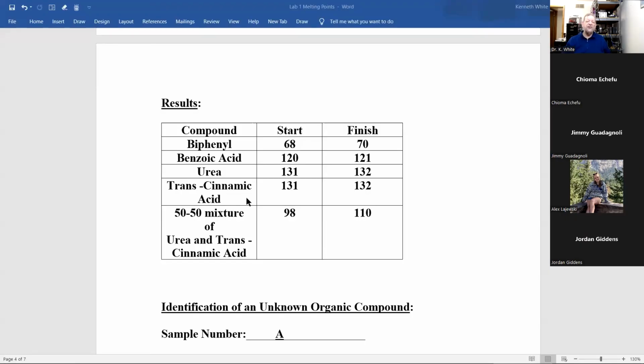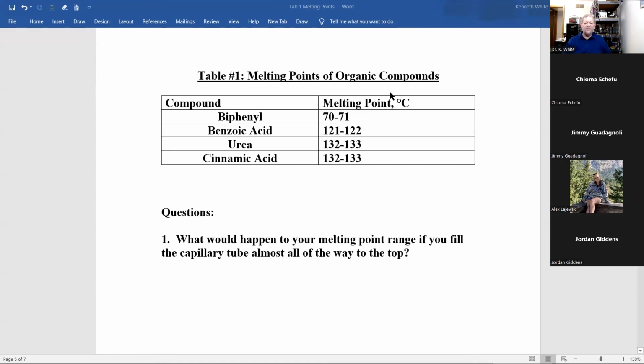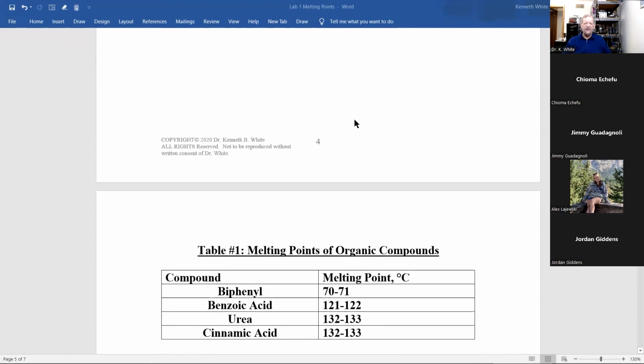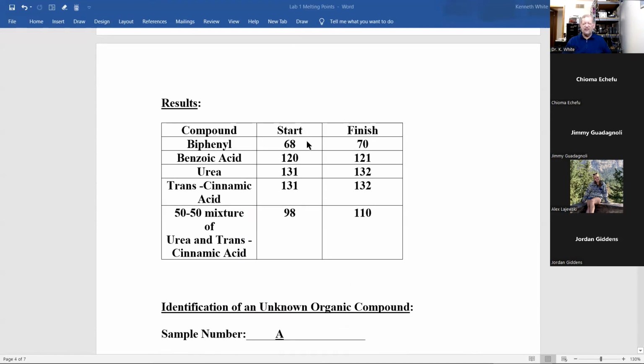Generally, if you're, whoops, hold on one sec. If you're new to organic chemistry melting points, a rookie, you're going to get numbers a little lower than what's called the published or literature values. And biphenyl, if you notice, I have down here a table, biphenyl 70, 71. In real life, you're going to get it lower, 68 or 67 to 70. Same thing with benzoic acid. Then urea, if you were to do this, this is what you got.